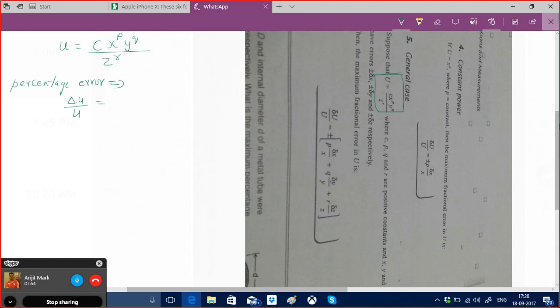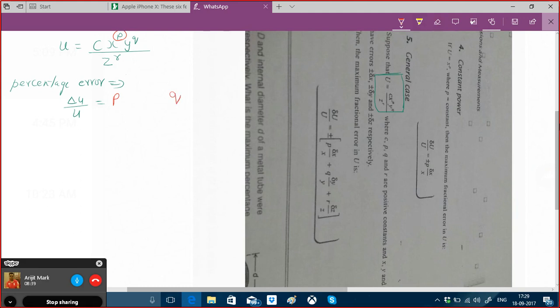So del U by U equals, C is your constant, beta. Yes, C is your constant, and as I explained to you, the property of power: whatever the power is will come before. Yes, that's right. So here you can see here is your P, and here will be Q.